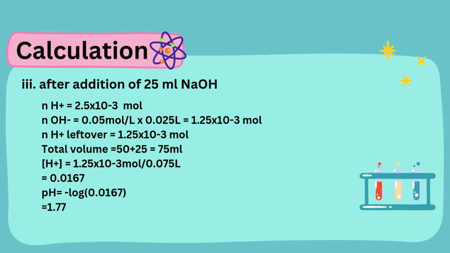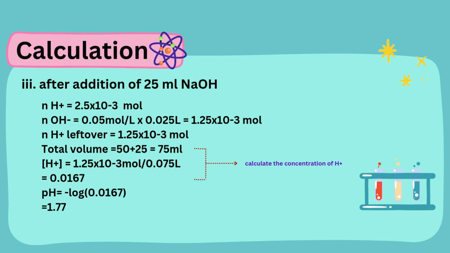Next, when 25 milliliters of sodium hydroxide is added, we need to calculate the concentration in order to get the pH values. First, calculate the number of moles of H+ equals 2.5 times 10 to the power of -3 moles. Then, calculate the number of moles of OH-, where 0.05 moles per litre times 0.025 litres is equal to 1.25 times 10 to the power of -3 mole. Then, you need to calculate the excess of H+ by finding the difference between the number of moles of H+ and the number of moles of OH-, and you will get 1.25 times 10 to the power of -3 mole.